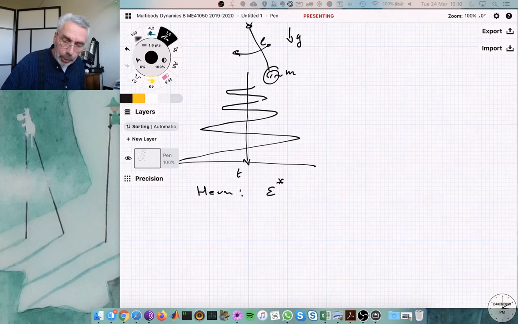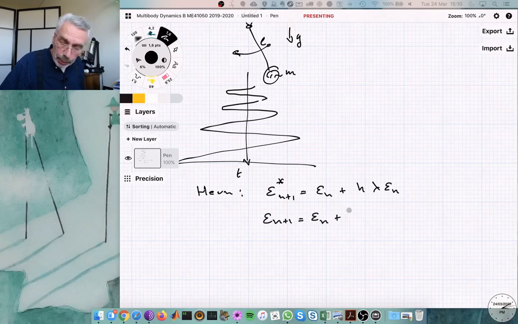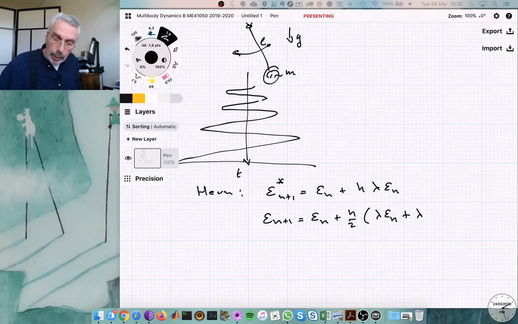So what does Heun say? Well, we had an epsilon star first. That's epsilon n plus h times the differential equation, which was lambda times epsilon n. And then we have epsilon n plus 1, which was epsilon n plus h over 2 times the differential equation. First of all, that was lambda epsilon n plus lambda times the approximate solution which we found here.